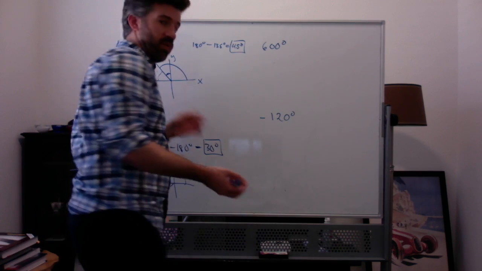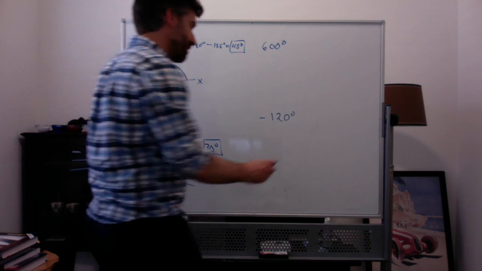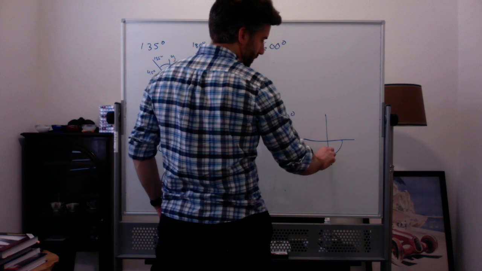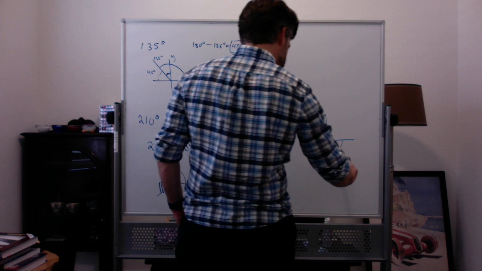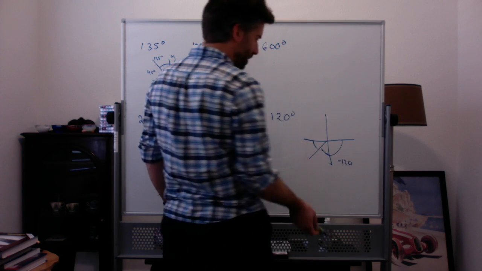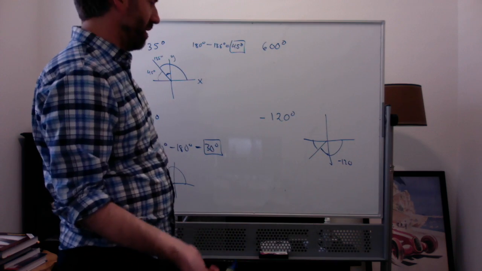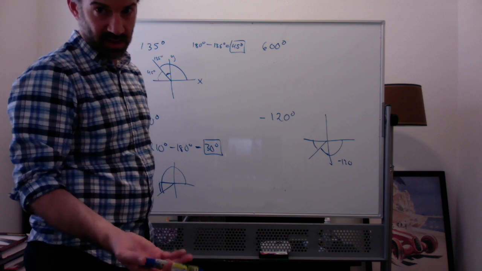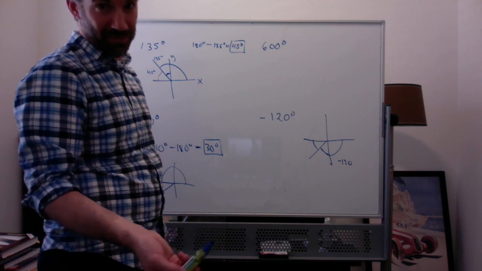Negative 120. When you have a negative angle, it means you're going around clockwise instead of counterclockwise. So negative 120 is going to go, there's negative 90 and then negative 30 more. So there's my negative 120, and I'm looking for this angle here. It's kind of funky. I'm having a hard time thinking about how to do it exactly. I would probably just say it's 60 degrees because I need to go 60 more degrees to get to negative 180.